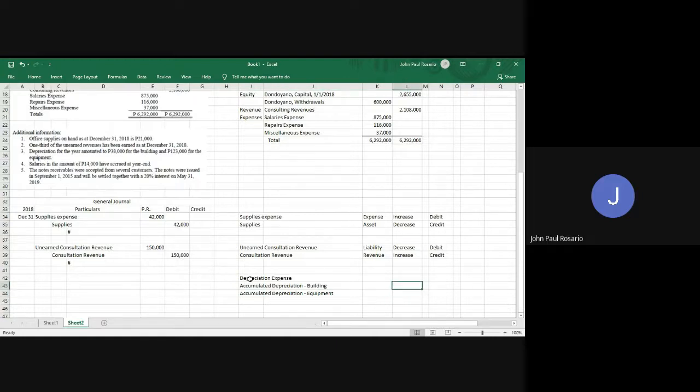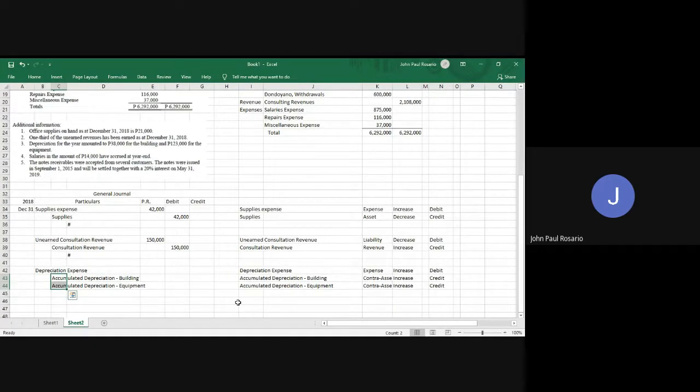Okay? So depreciation expense is of course an expense. Accumulated depreciation is a contra asset. And then same with our equipment, contra asset. So your expense increases, you incurred expense for the period. Your contra asset accumulated depreciation also increases. So increase in expense is debit and increase in contra asset is credit. So credit, credit. Okay? So our journal entry would be debit depreciation expense, credit accumulated depreciation for the building and equipment.